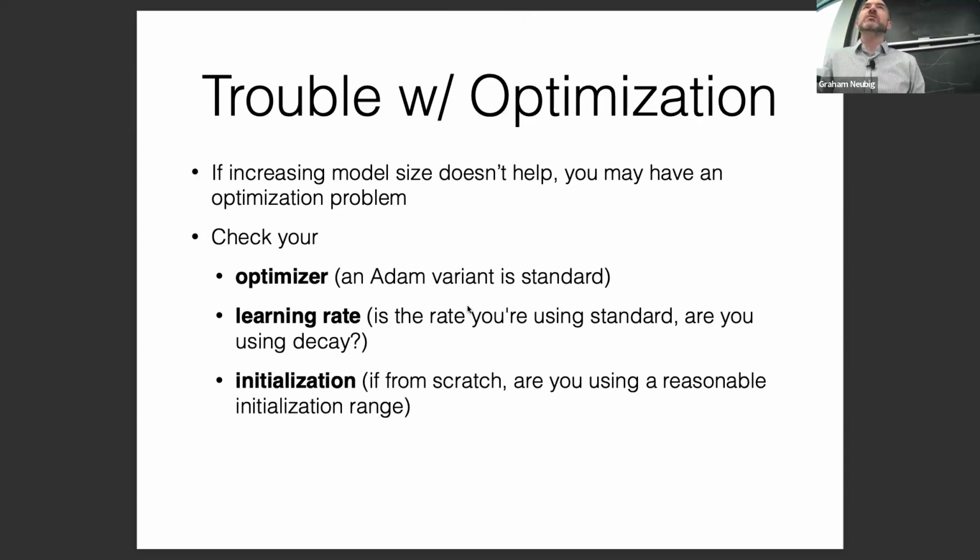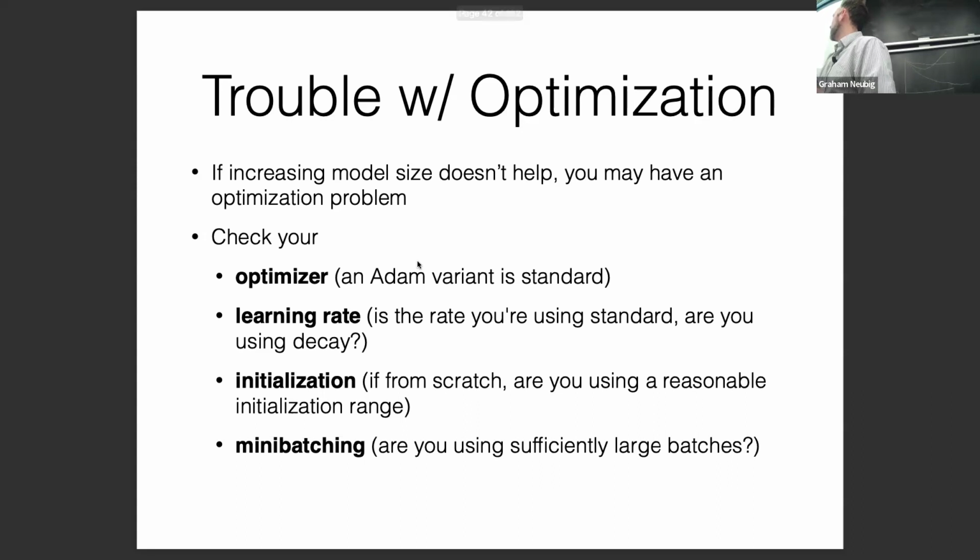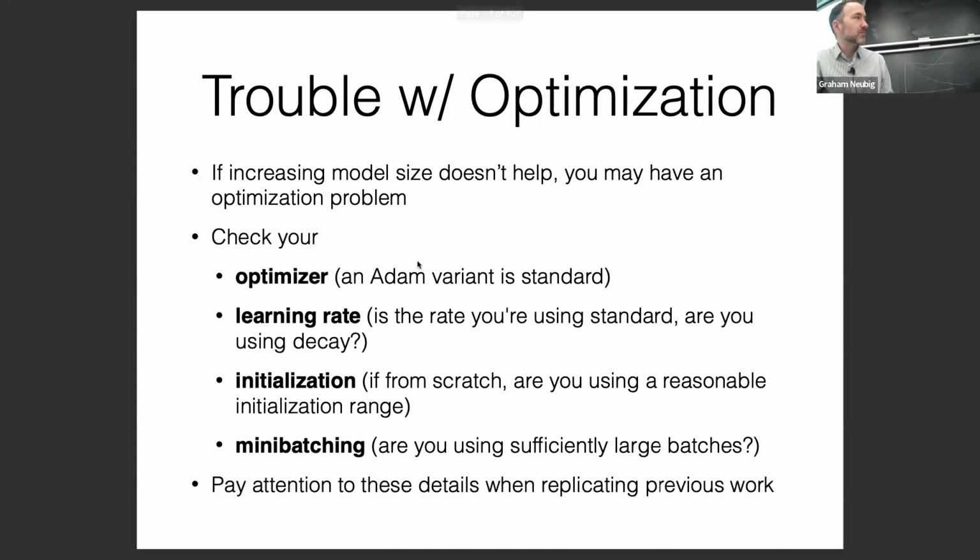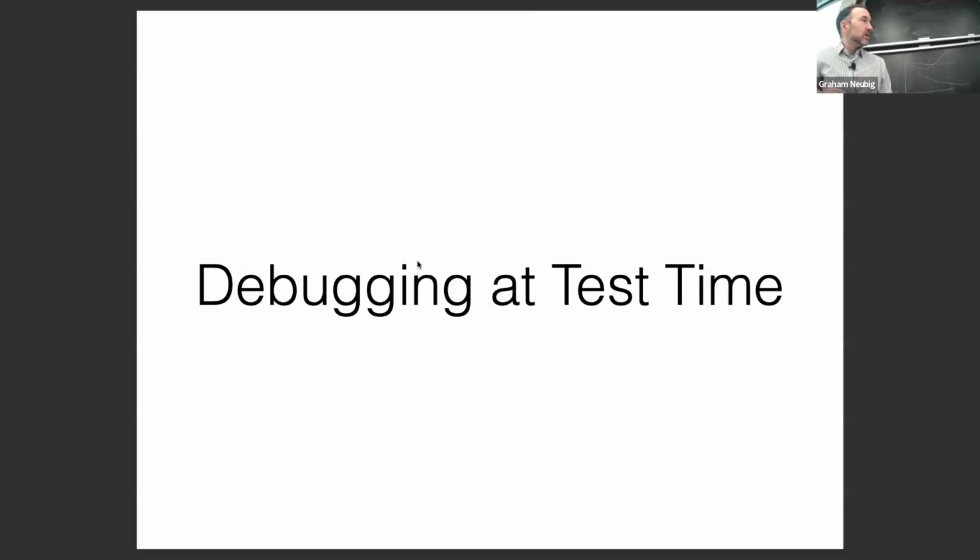Initialization: most people nowadays will not be training from scratch, but if you are, how you initialize your model is really important. Normally you do this with some sort of uniform random noise, and you can pick the uniform random noise in intelligent ways based on the data size, which I'll talk about in a second. Also, mini batching. Are you using sufficiently large batches of data? If you're using small batches of data, you might have too much noise in your training and it might diverge. So these are things you need to think about as well. Cool. So these are training time things.